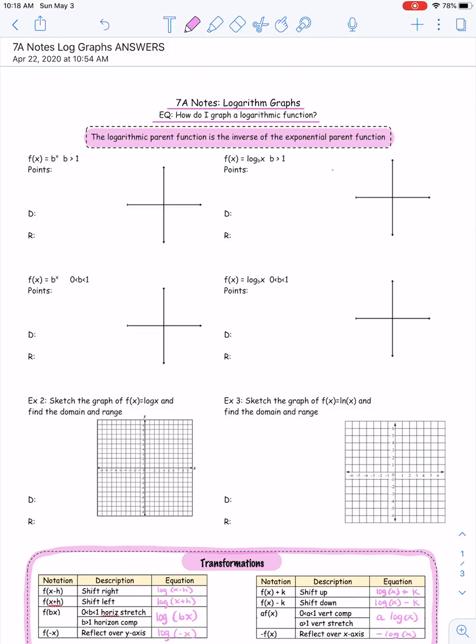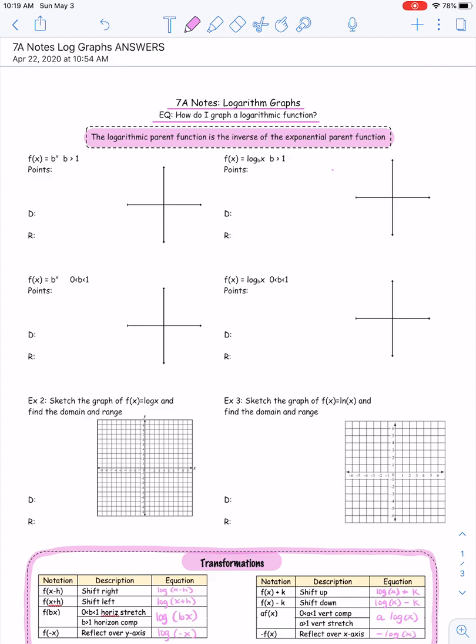So for our first set of notes, we're going to talk about the logarithm graph. This is going to be our final parent function. This is going to be the last time that we're going to be graphing something. And as you already know, we always introduce what the parent function looks like, and then we talk about the transformations that haven't changed all year long.